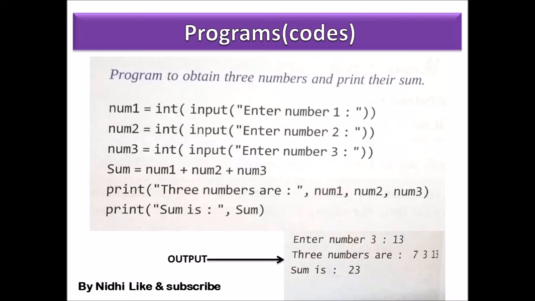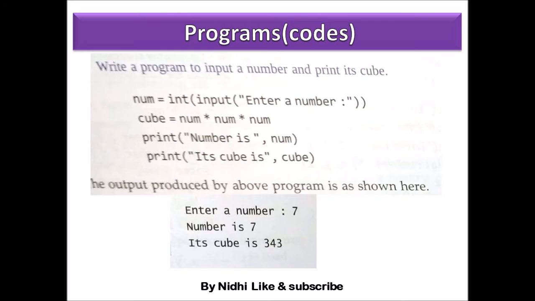Okay, so this is about this program code, and again we are taking a number from a user and then we are performing its cube. So num is a variable and cube is the cube of that number that we have taken from the user, and then we are printing the number and its cube also. So here also you can see the output of the code. Okay, so that's all about this coding, and now let's do some hands-on on this input method.